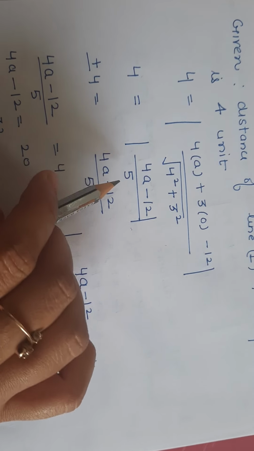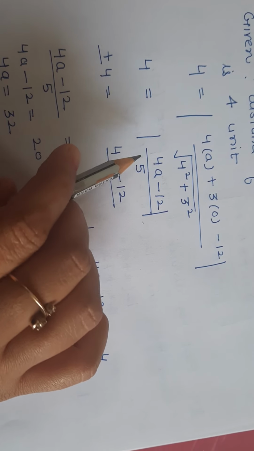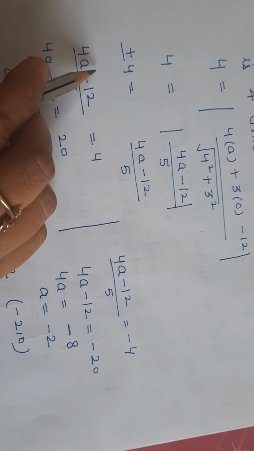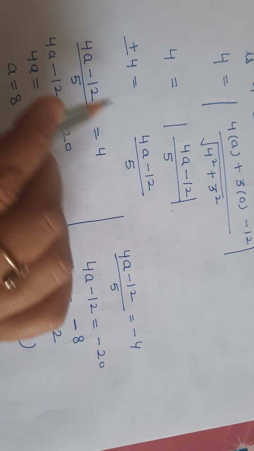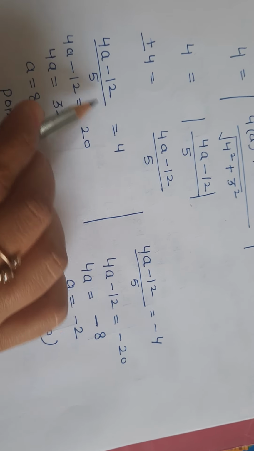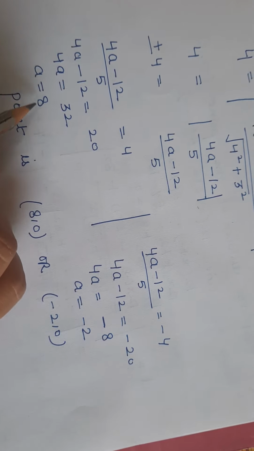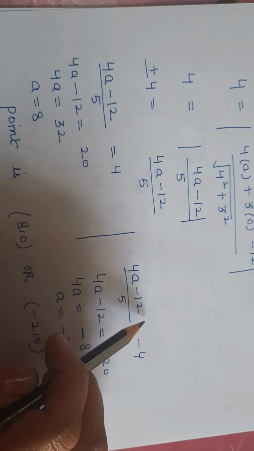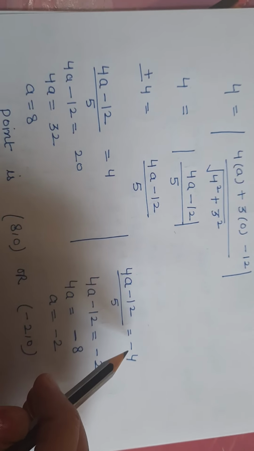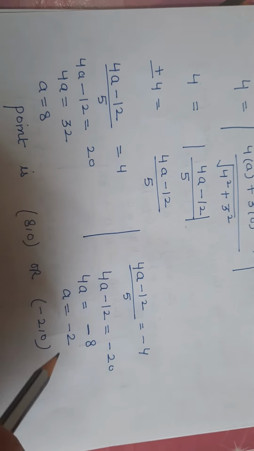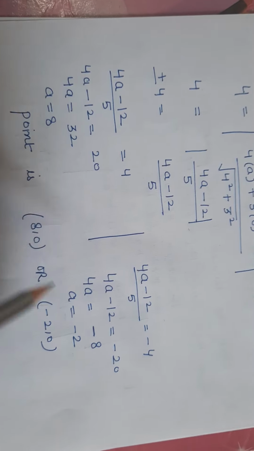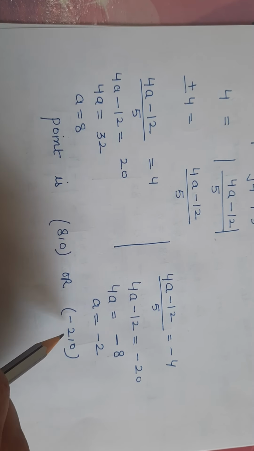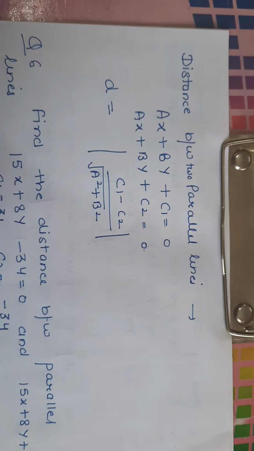Now whenever you are going to remove mod, we'll take both positive as well as negative sign. First, by taking the positive sign, 4a minus 12 by 5 equal to 4. Simplify this equation, a will be 8. Second, by taking the negative sign, 4a minus 12 by 5 equal to minus 4. So this a is minus 2. So that means you will have two answers. Either the point is 8, 0 or minus 2, 0.